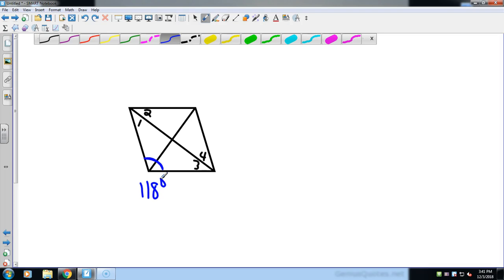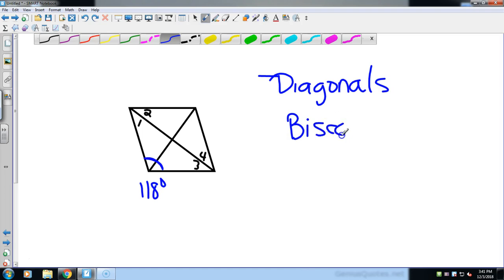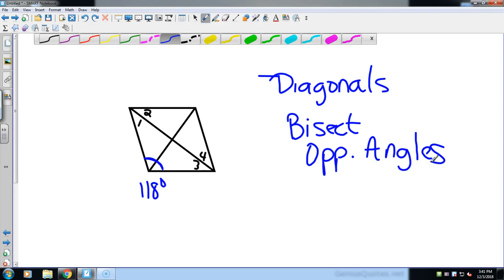Now, what I forgot to mention is in the case of a rhombus, the diagonals not only bisect each other and are perpendicular, but they also bisect the opposite angles. Okay, so what are some other things we could put in here? We know that these are all 90 degrees. I'll just write those two so it doesn't get too congested.